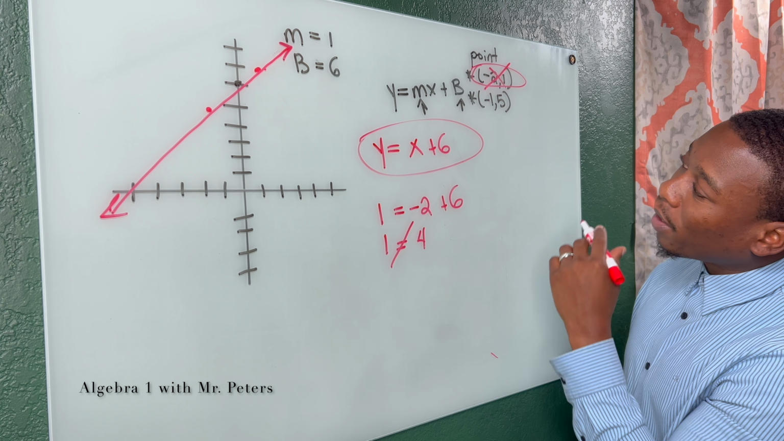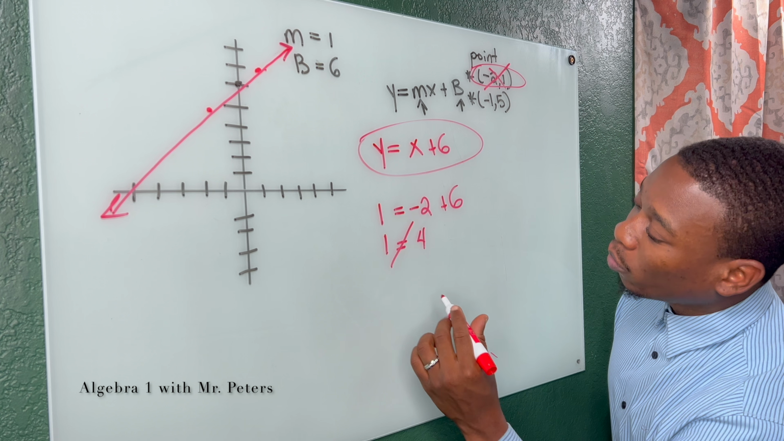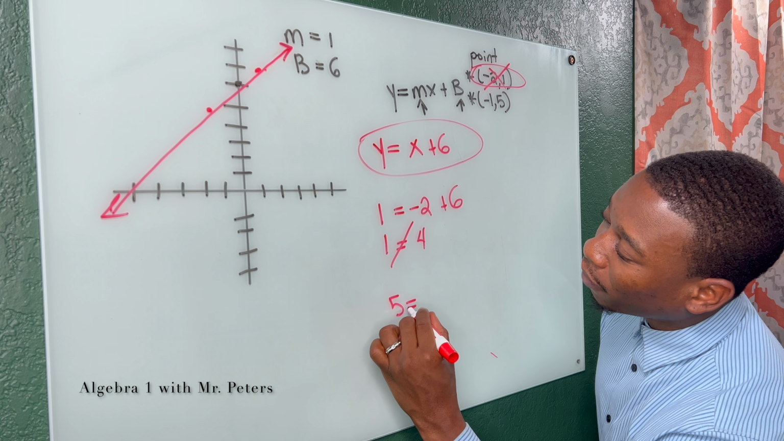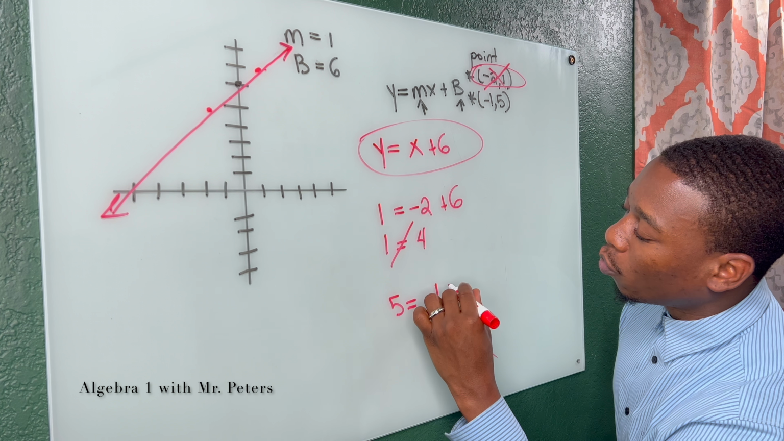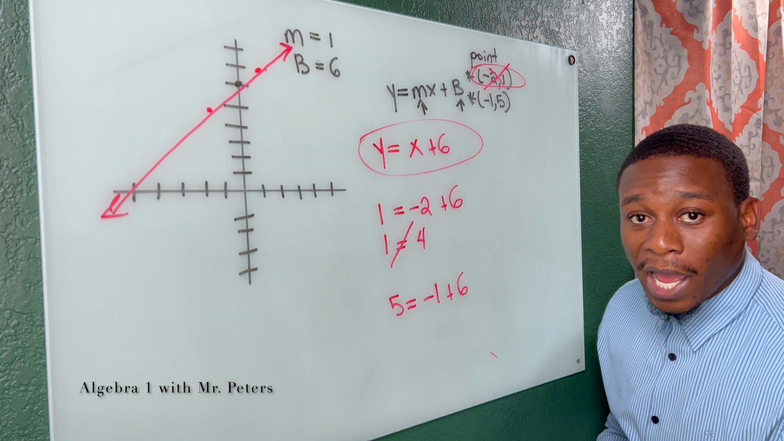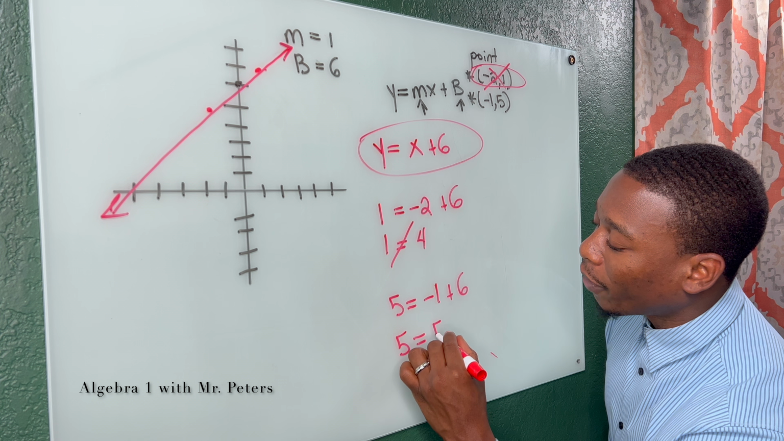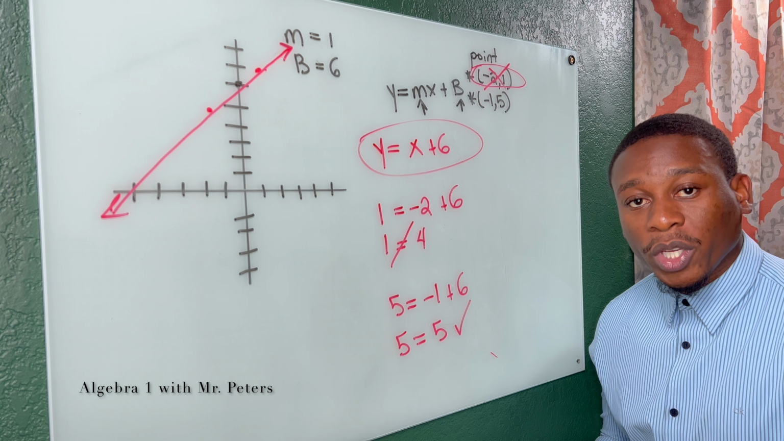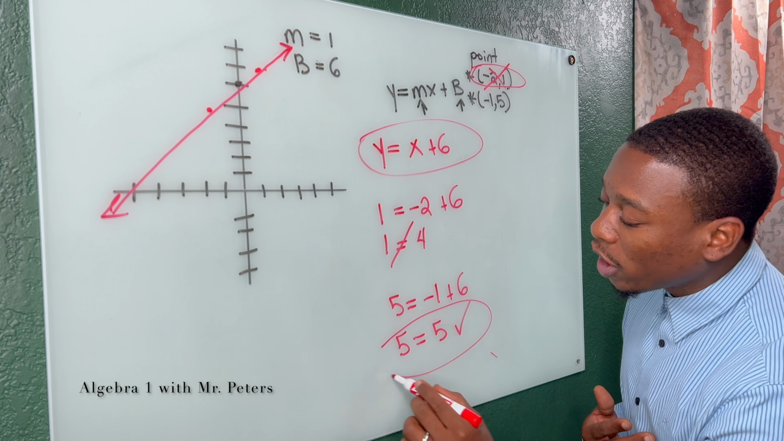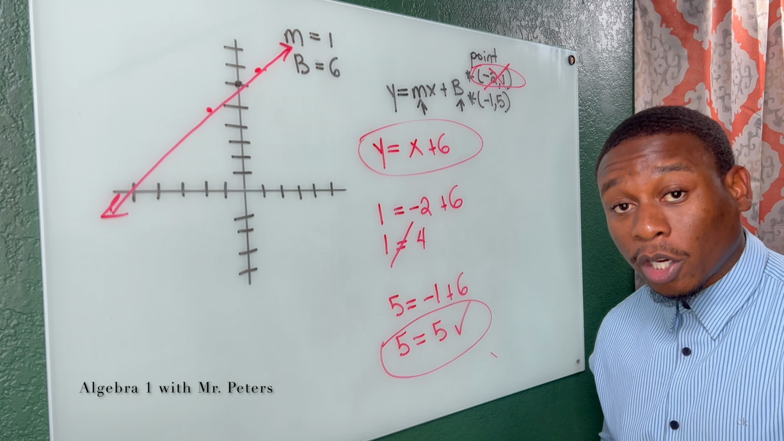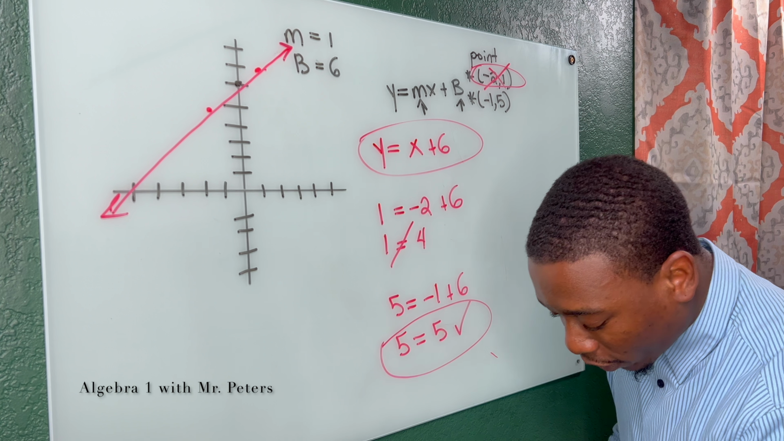Now let's go to the point -1, 5. So now we're saying that when y is 5 and x is -1, right? Are we going to have a true equation? And we'll know that 5 is equal to 5. So it's a true equation. So when we have true equations, that means the point does fall on the line.